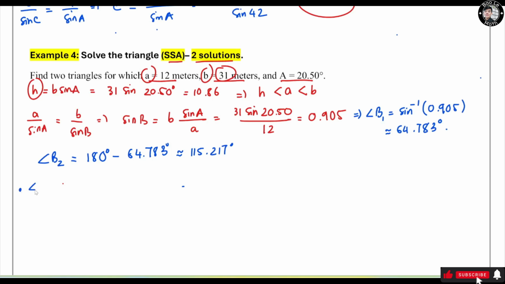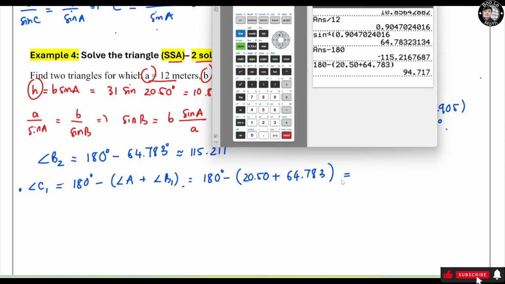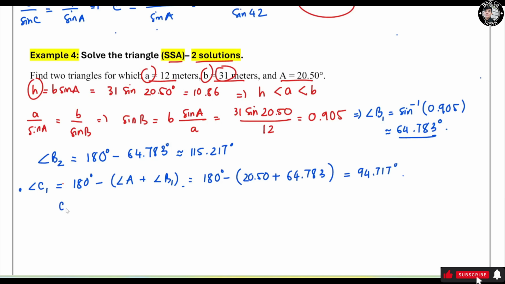Now, corresponding to the two values of angle B, we have two corresponding values of angle C. So the measure of angle C1 equals 180 subtract the measure of angle A plus the measure of angle B1. So it's 180 subtract 20.50 plus B1, which is 64.783, equals 94.717. Now remember, little C1 is the side length. The bigger C1 is the measure of angle C, so keep that in mind.